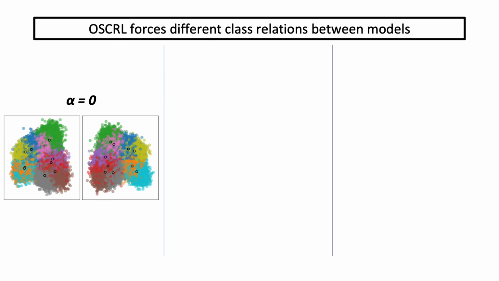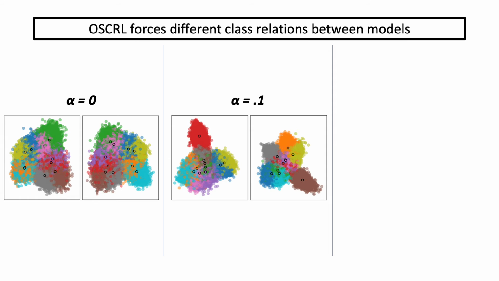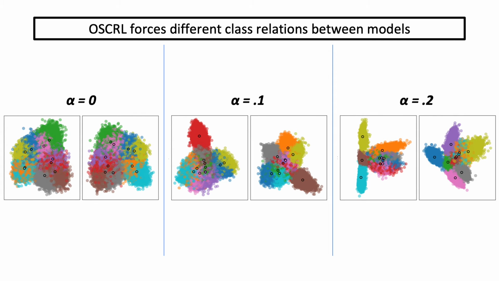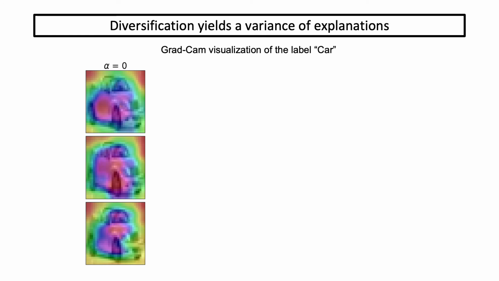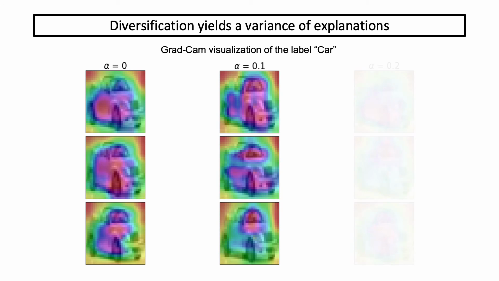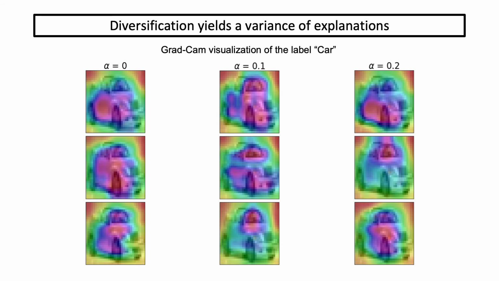Here is a visual example of the embedding space with class centroids marked. Notice the classes shift when increasing a hyperparameter, demanding more decorrelation. Visualizing with GradCAM, we can provide examples of diversification of explanations. Here, each column is an ensemble of 3 models. Notice how the explanations grow diverse with the weight of our demand.